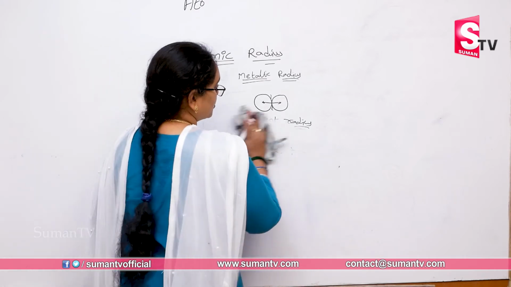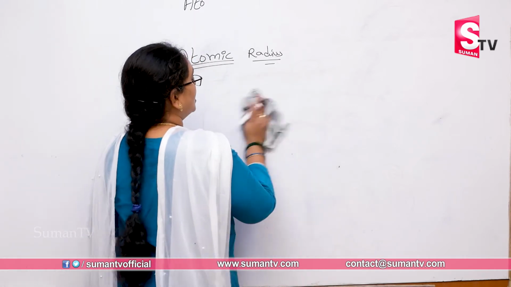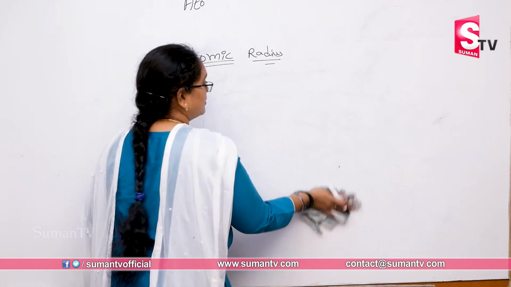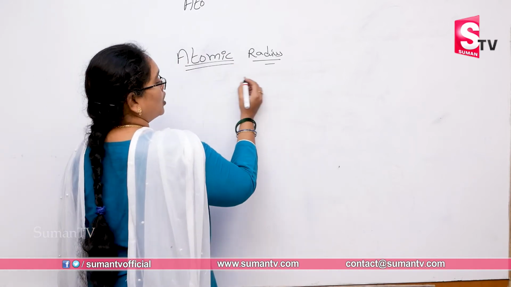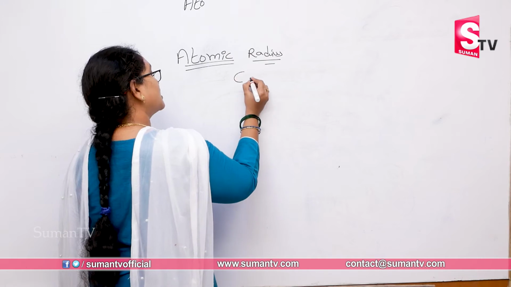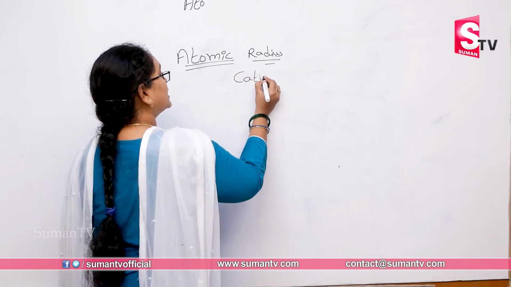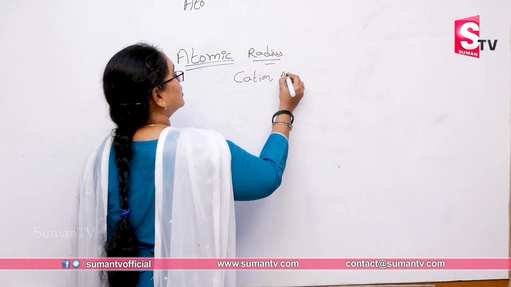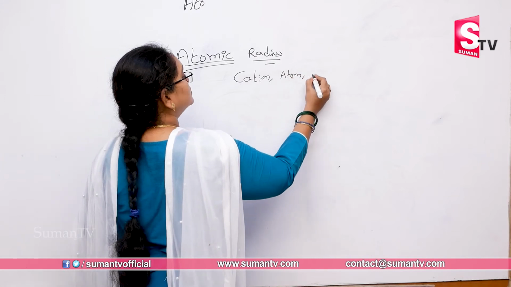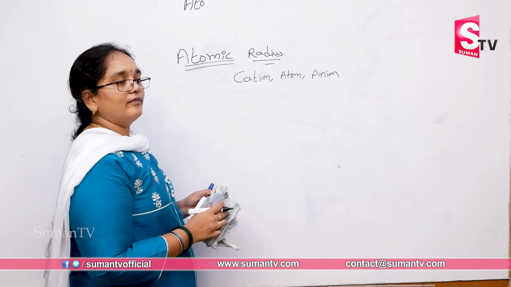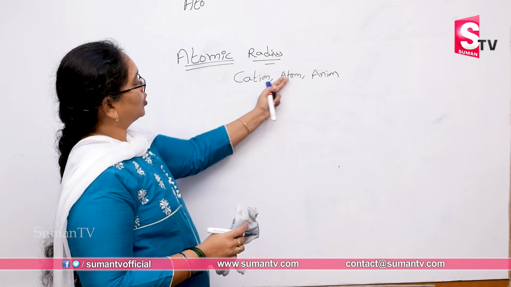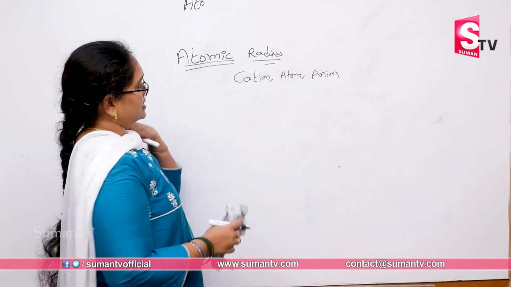Now we are going to discuss how radius changes when an atom converts into ions. We are comparing the types of ions we have: the cation, atom and anion. Now, the comparison between the size when an atom loses an electron or gains an electron.